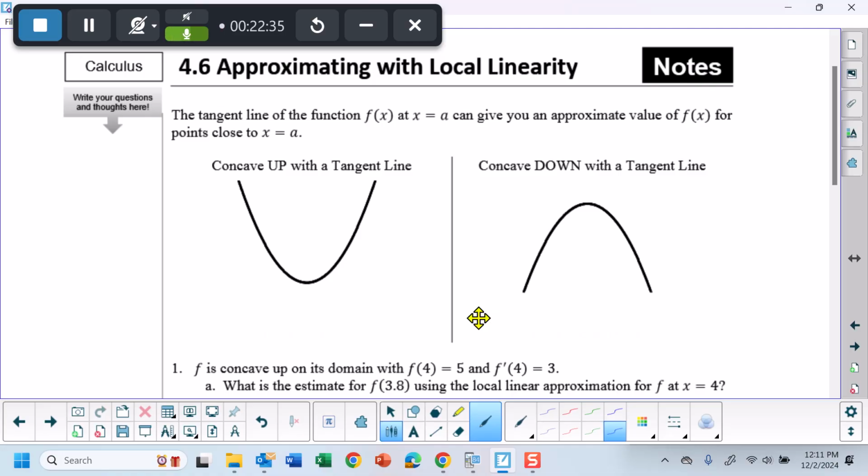And it also has a conversation with concavity when you're talking about something being concave up or concave down. So did you talk about concavity in Algebra 2 and Pre-Calculus?